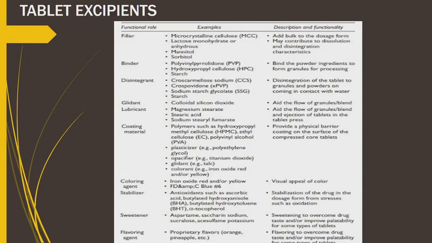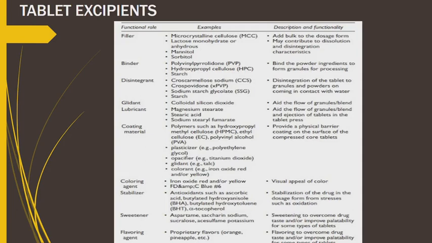Fourth is glidant and lubricant. Examples of common glidants and lubricants are colloidal silicon dioxide, magnesium stearate, stearic acid, sodium stearyl fumarate. The function of glidants and lubricants is to aid the flow of granules and blend and ejection of tablets in the tablet press.